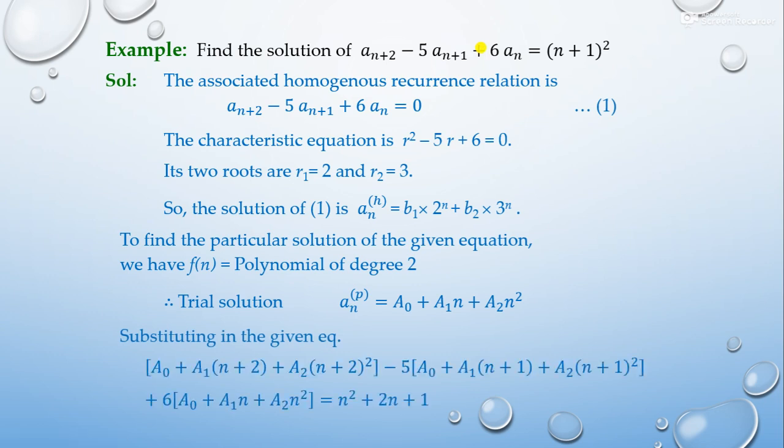So now our recurrence relation becomes this. This is the value of a(n+2), this is the value of a(n+1), and this is the value of a(n), and this is our right part, n square plus 2n plus 1. So now solve this equation, comparing the powers of n on both sides, and find the values of constants a0, a1 and a2 from here.